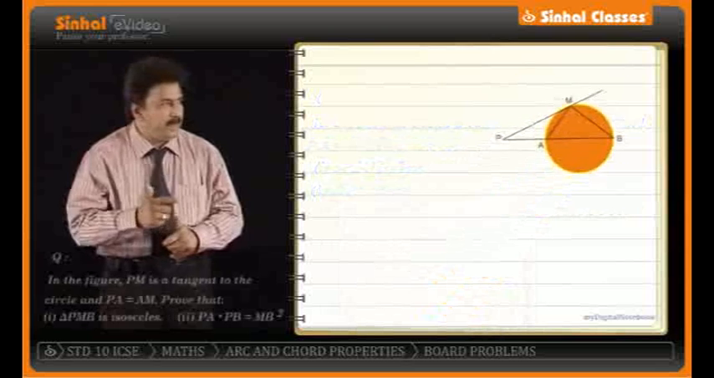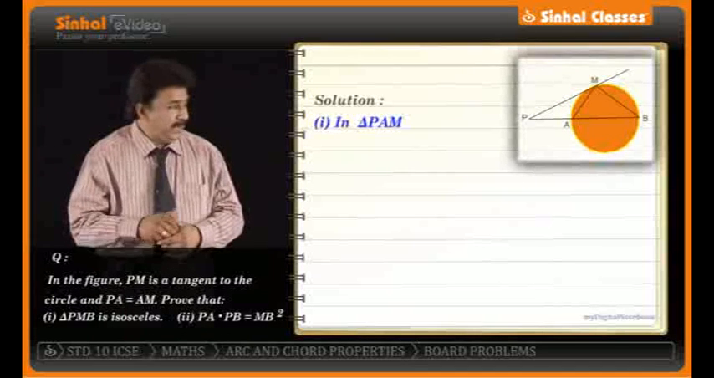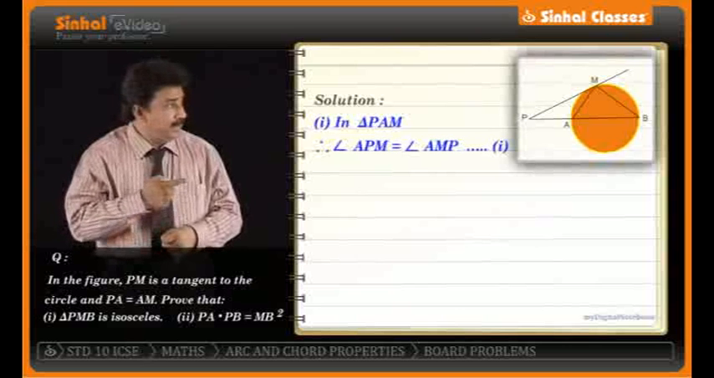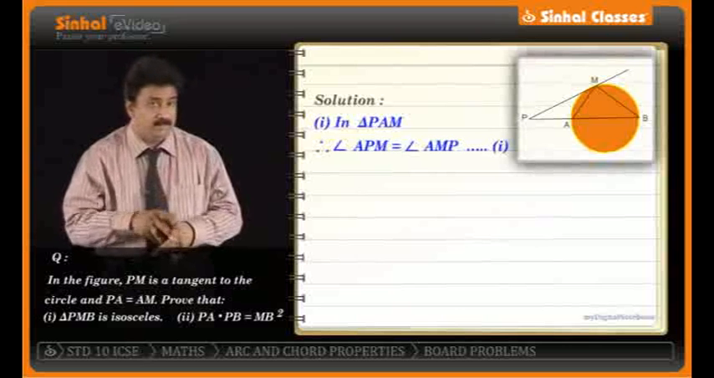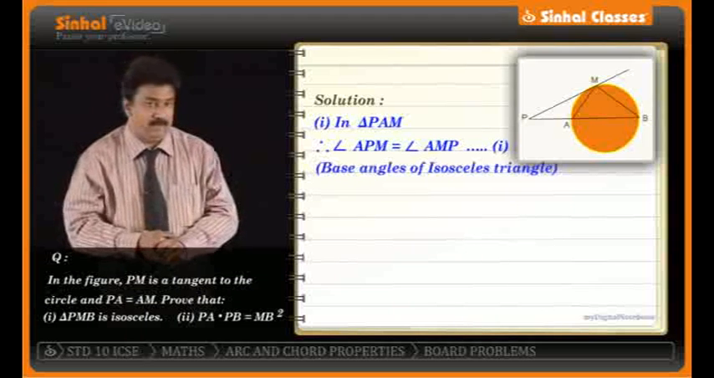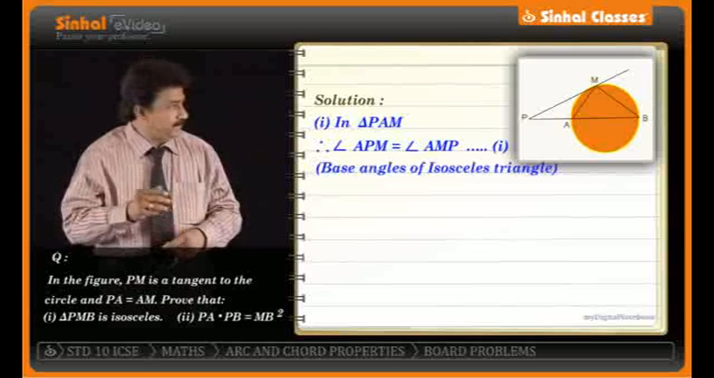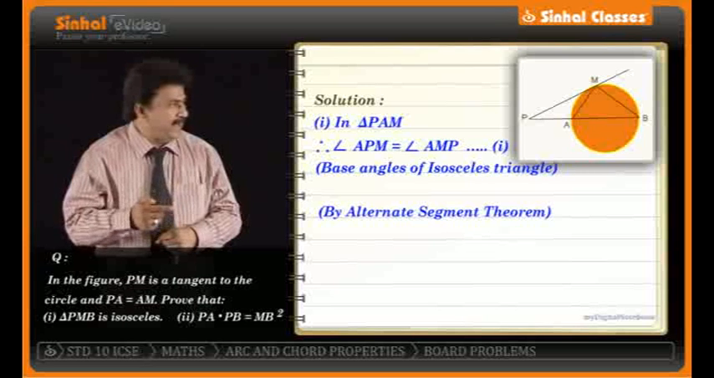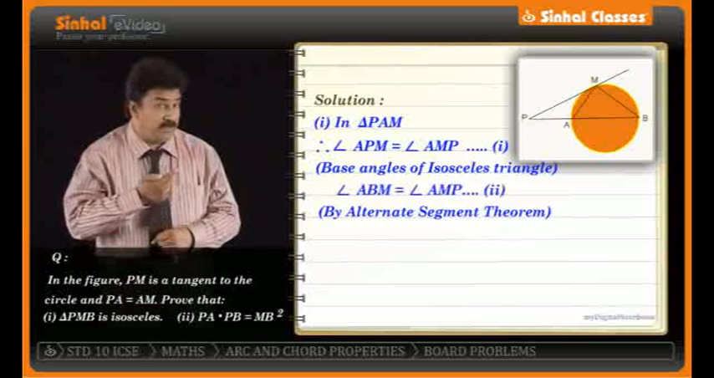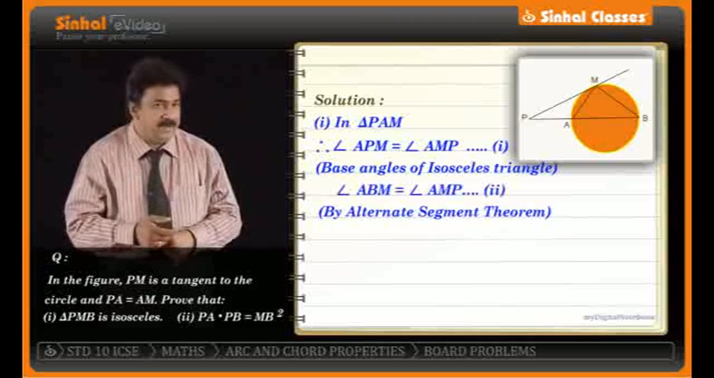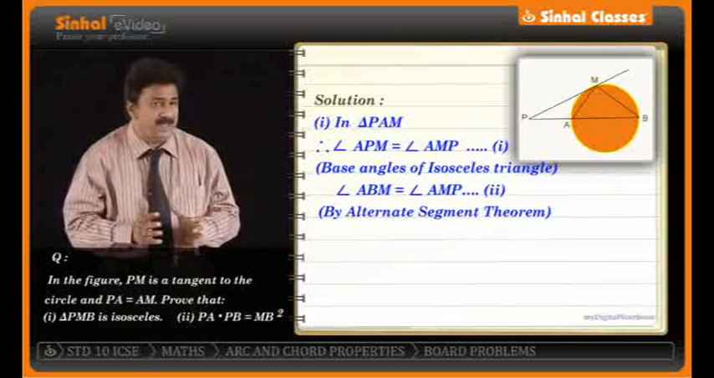See, first of all, what I'm doing, I'm picking up a triangle PAM. In this triangle, what do I have? I have angle APM is equal to what? Angle AMP. You know what's the reason? Base angles of an isosceles triangle are always equal. Okay, what else? And by alternate segment theorem, now see the figure very carefully. What I get? I get angle AMB, see the figure very carefully, is equal to angle AMP. What's the reason once again? Alternate segment theorem. Okay, so you got 2 angles equal.